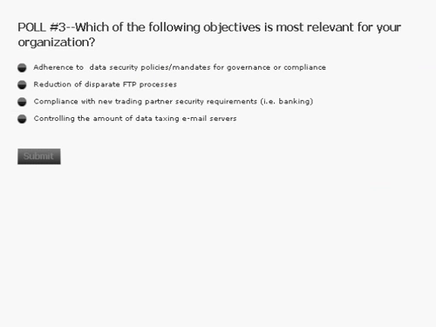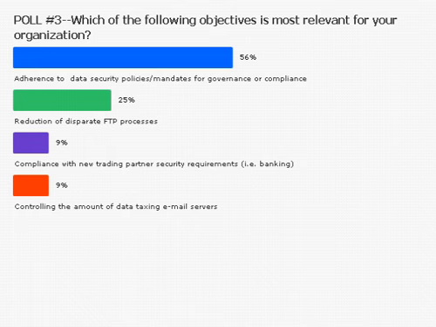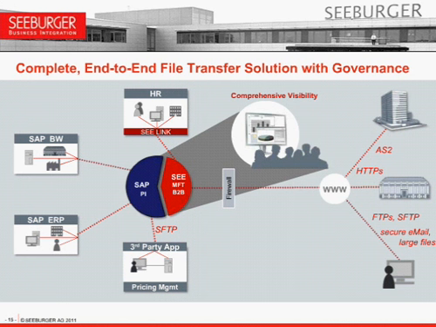Okay, and Mahesh, would you like to see the results of our poll? And we're going to bring Bill in as well. And it looks like, wow, over 50% say adherence to data security policies and mandates for governance or compliance. Any thoughts, gentlemen? Again, I don't see any surprises. I think maybe the reduction of FTP processes is a little bit lower than I would have expected, but certainly a big focus on governance, which is no big surprise.